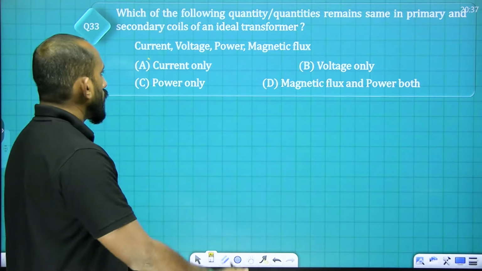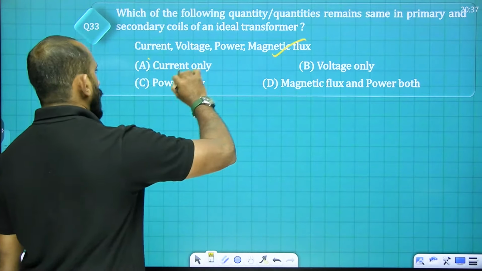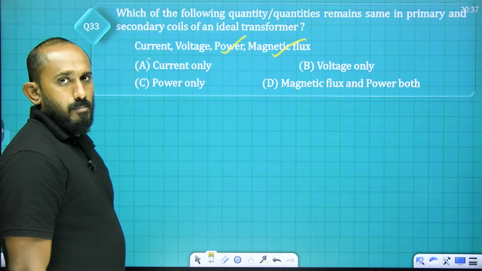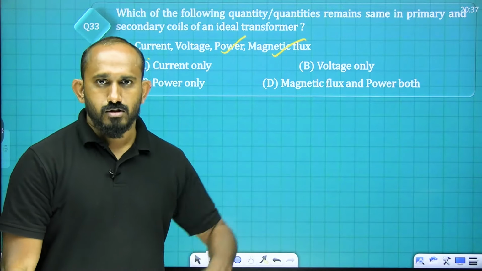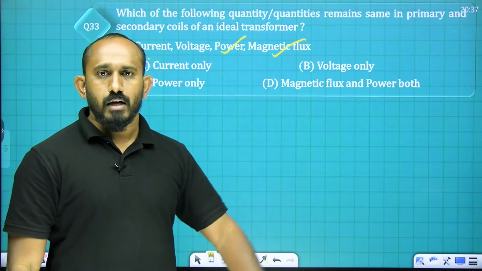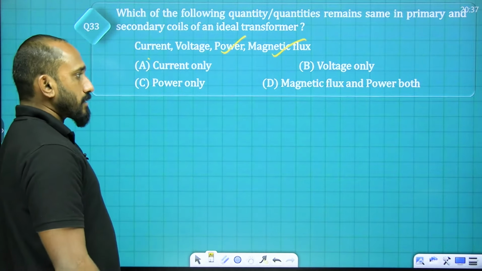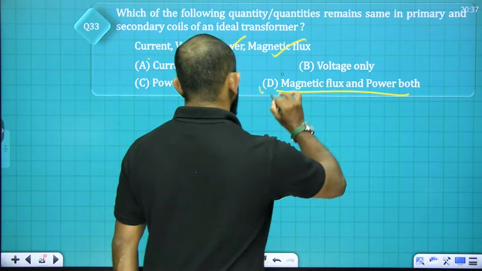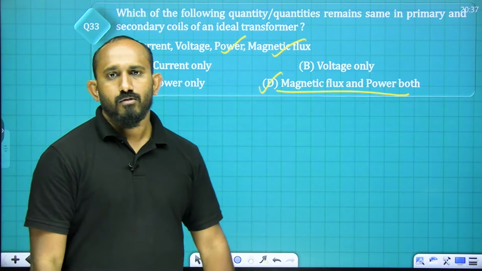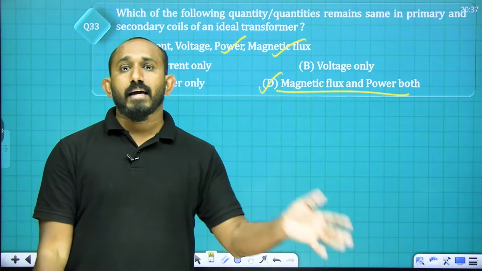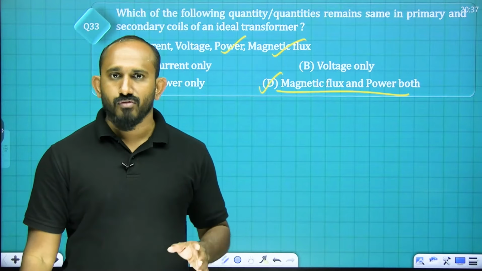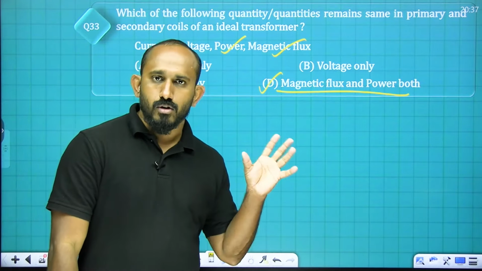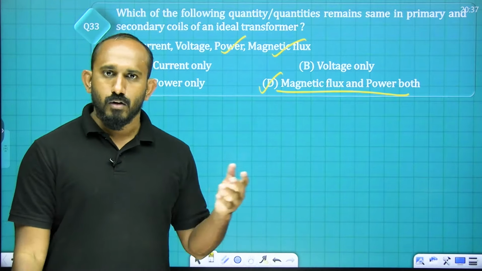So it will be constant, and in an ideal transformer, of course, power also will be constant, but current and voltage change. Yes or no? Step up and step down we have. So voltage and current will be changing. So the answer is magnetic flux and power both. D is the correct answer. For an ideal transformer, there is no leakage of flux. So flux leakage is 0 for an ideal transformer. So magnetic flux is equal, and of course power is the same, then it is called ideal.